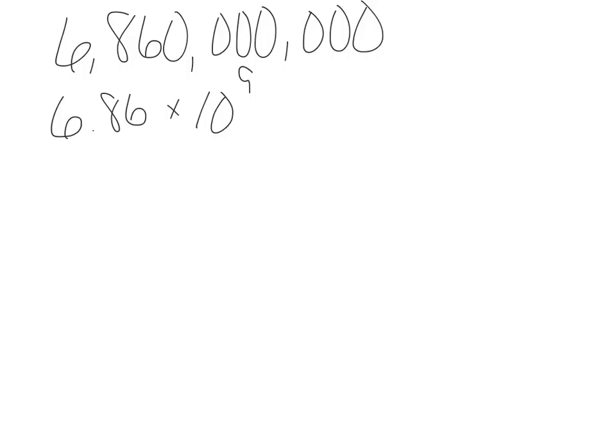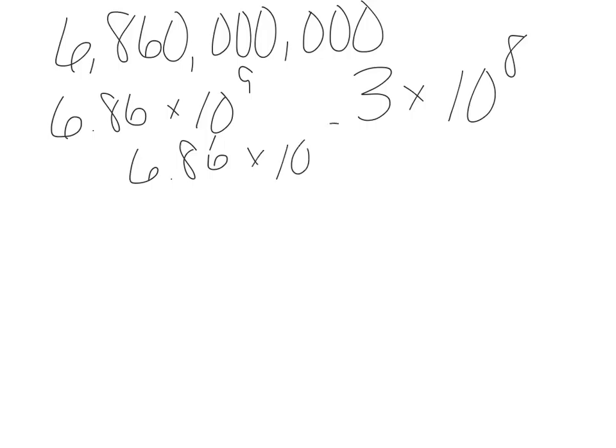Now there's a sample problem in your book that compares that to 3 times 10 to the 8th. And it wants to know how many times greater is the world population than the United States population. So let's see if I remember correctly. How many times greater? That's a division problem. So I'm going to put the bigger one on top. That would be 6.86 times 10 to the 9th and 3 times 10 to the 8th on the bottom.